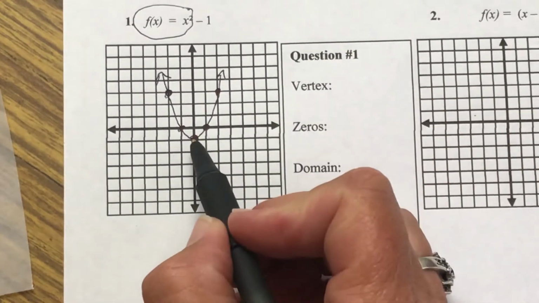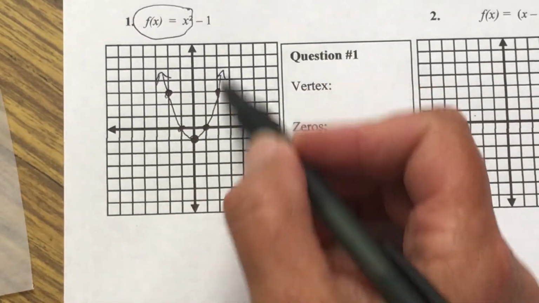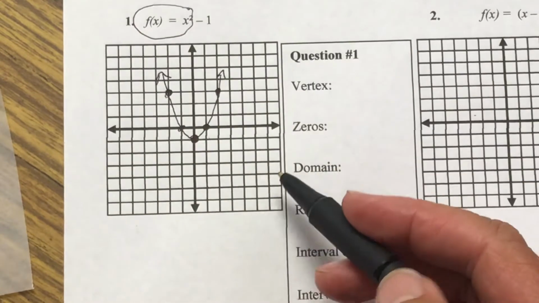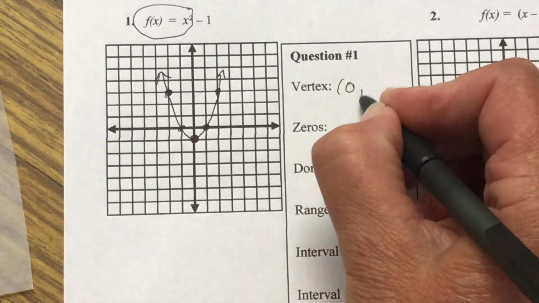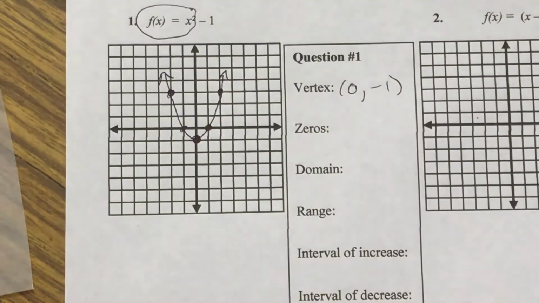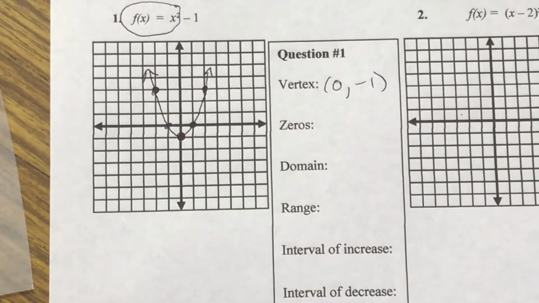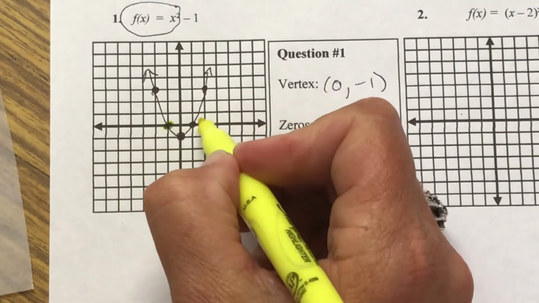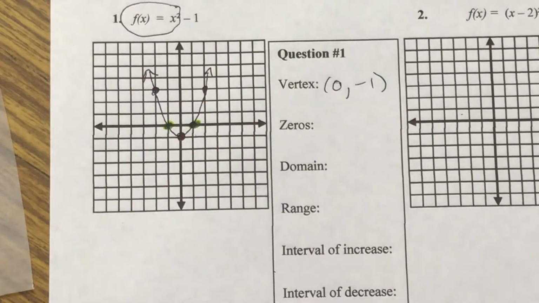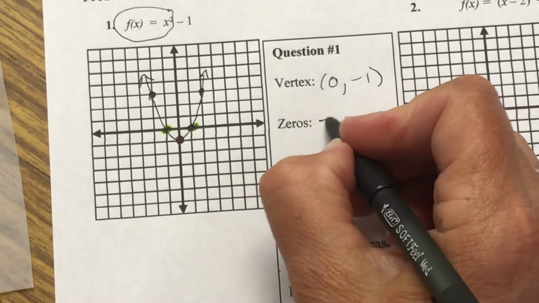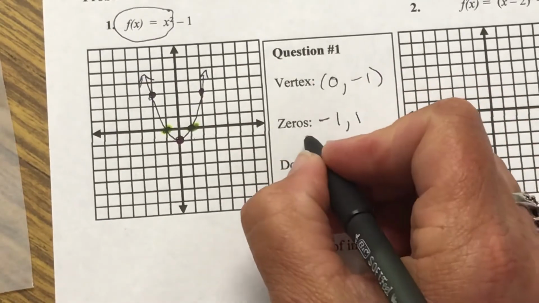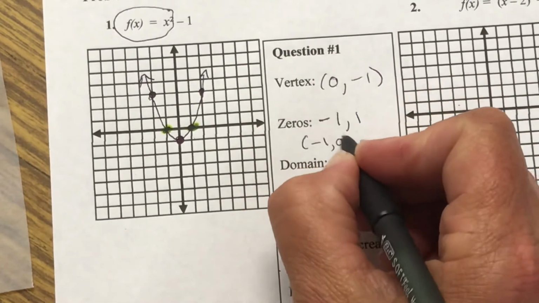Vertex. The vertex is the point that's either the lowest point of the parabola or the highest point. In this case, it's 0, negative 1. Zeros are where it crosses the x-axis. It's those 2 points. So that's going to be negative 1 and 1, or you could say negative 1, 0 and 1, 0.